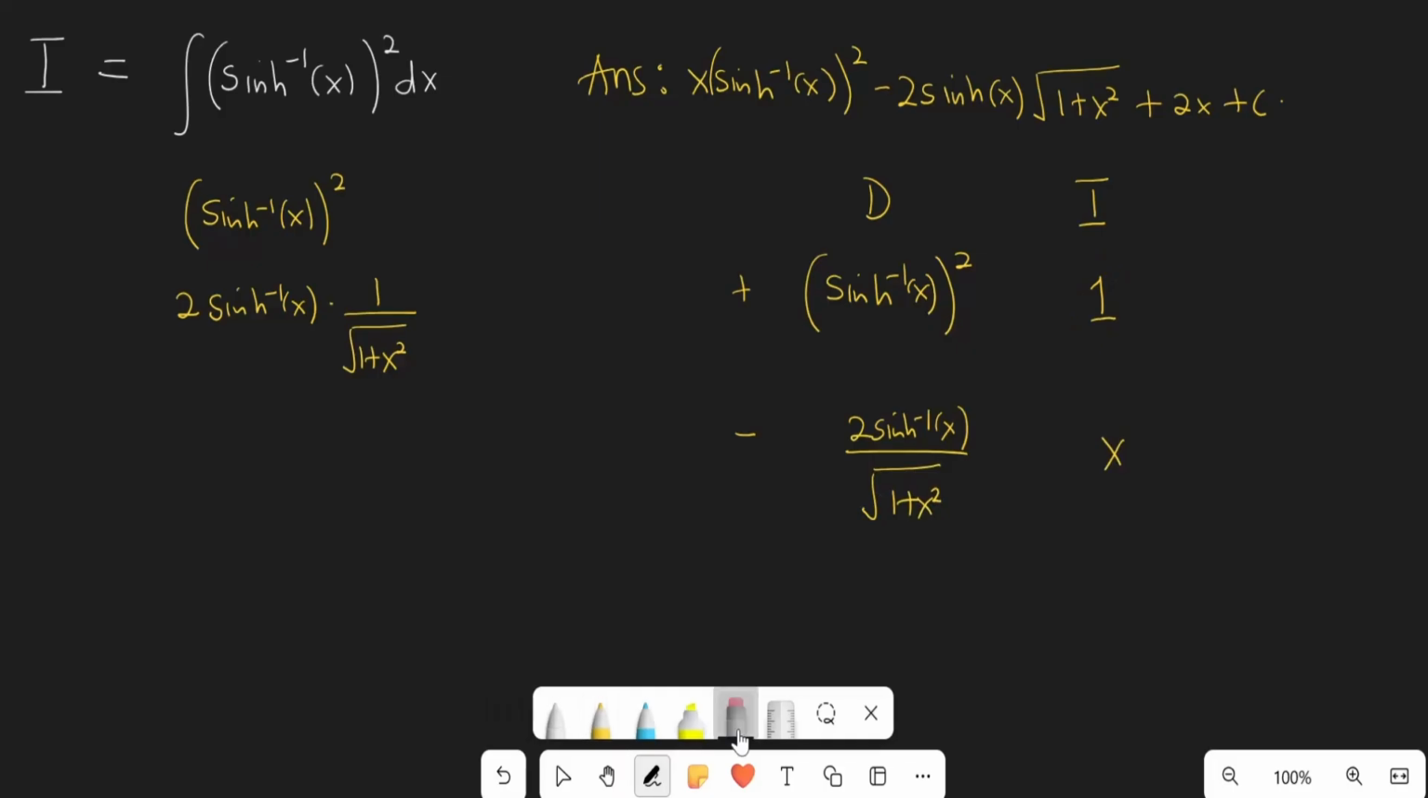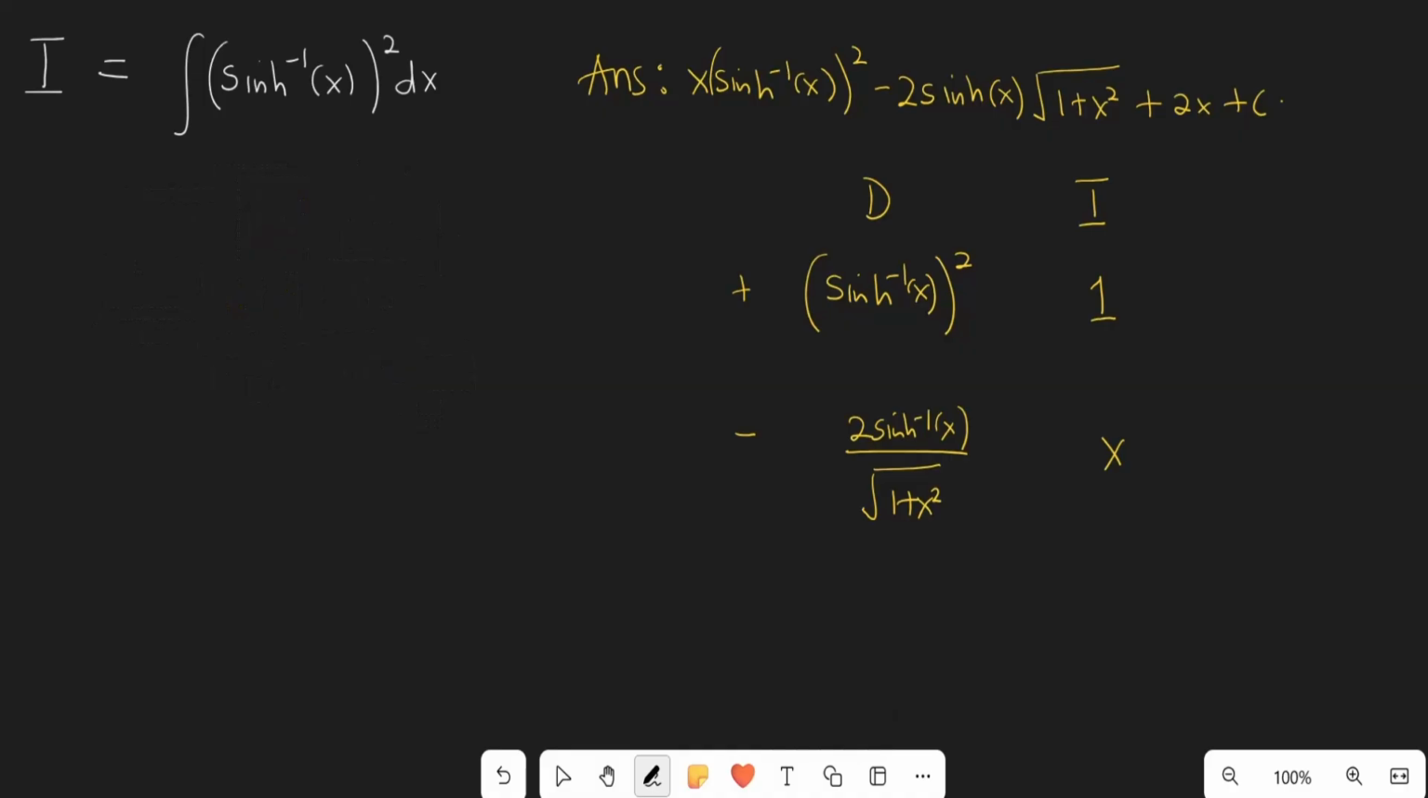So let me clean this one, and then we have space to write the resulting value of our integral. So what we do is take the product of diagonal terms. We are done with the integration when we do that. Then when we multiply terms horizontally, we have to take the integral. I is going to be equal to multiplying terms diagonally. That is going to be x multiplied by the sine hyperbolic inverse of x, all this one squared.